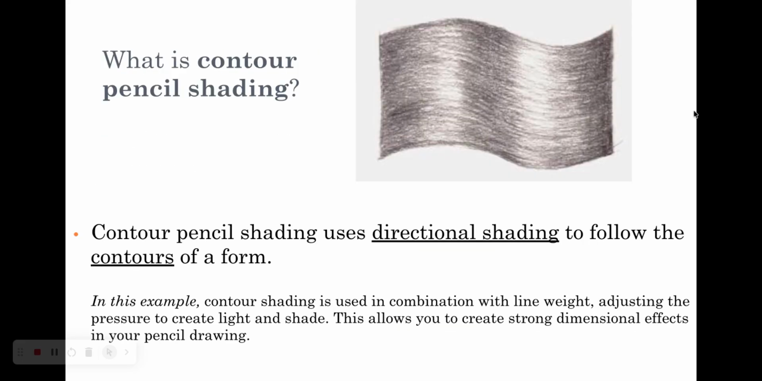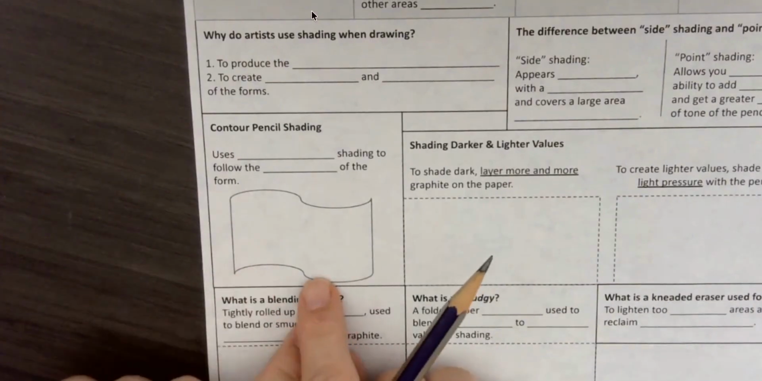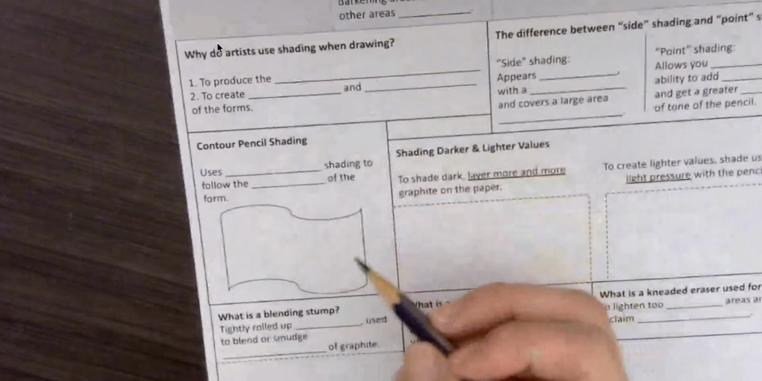So what is contour pencil shading? This is where you have shading that uses directional shading to follow the contours of the form. And this allows you to create a sense of 3-dimension. So for this part, make sure you view the actual image in the slideshow, but how you're going to shade it, you can go a couple ways.